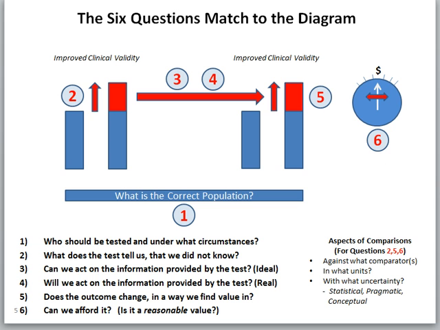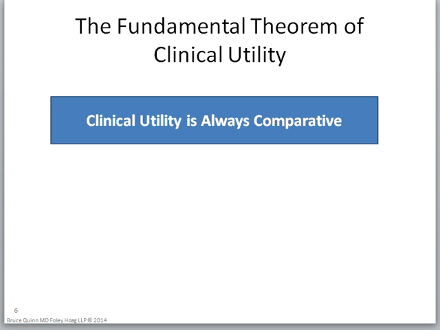Is it reasonable? Remember that, as we'll see in this video, for questions 2, 5, and 6, we ask against what comparators, in what units, and with what uncertainty. We'll make this a lot more concrete by actually going through some examples now, slowly for the first time.